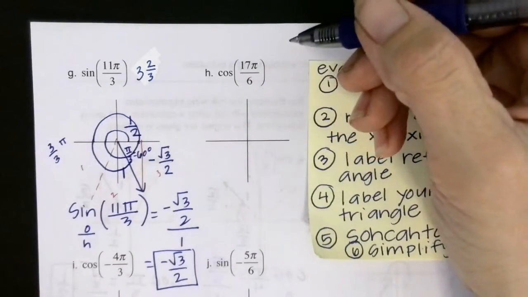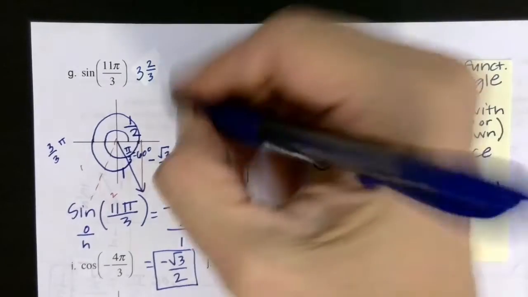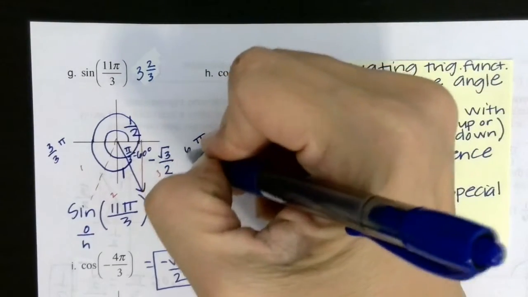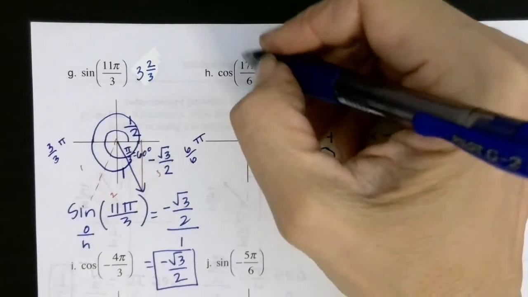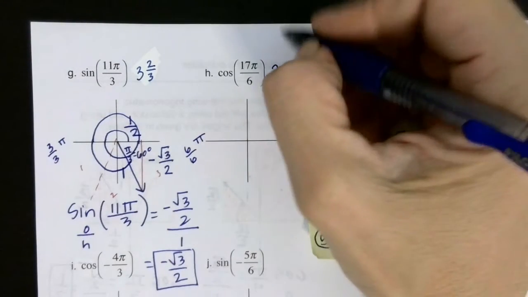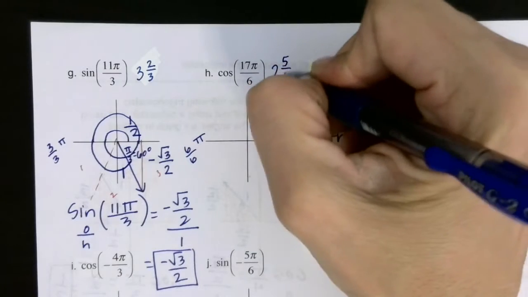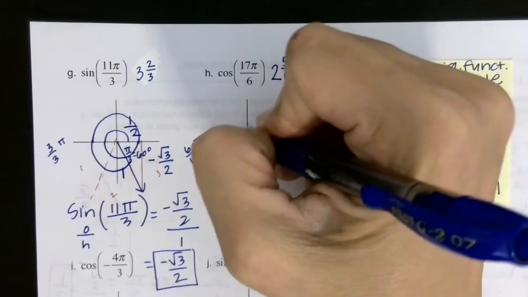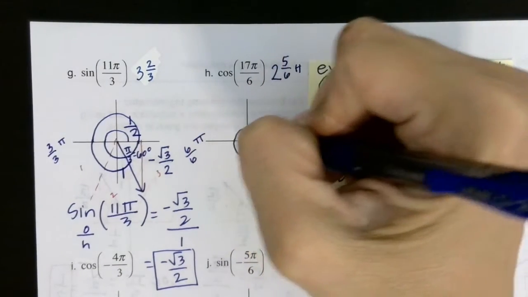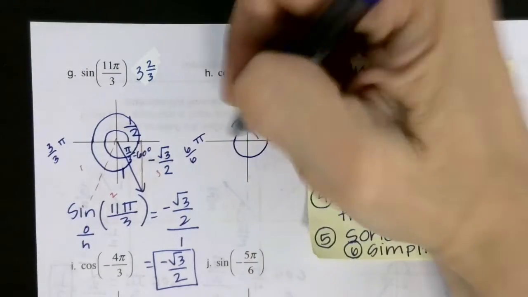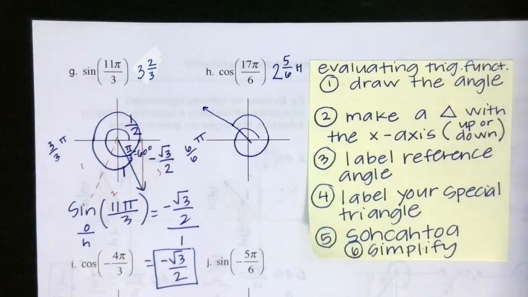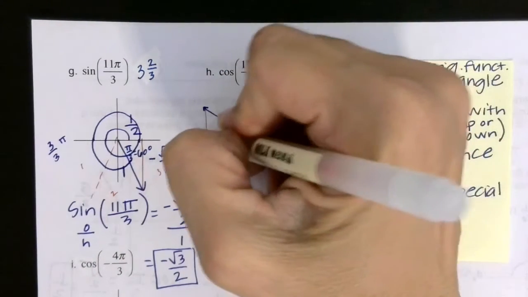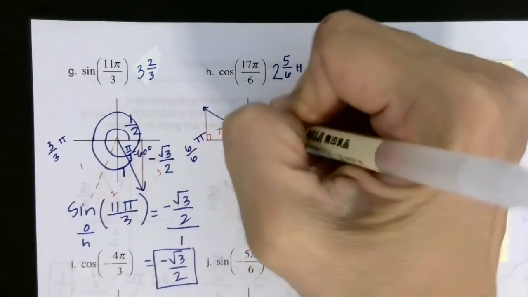Ooh, 17 pi over 6. No big deal because it's out of 6. So this is pi and it's going to be 6 out of 6. So 6, 12. Or you can do it like this, 2 and 5/6 of pi. So I'm going to go 1 pi, 2 pi, and 5/6, which is going to give me a little tiny 30-degree angle over here. So my reference angle is going to be pi over 6, and that's 30 degrees.